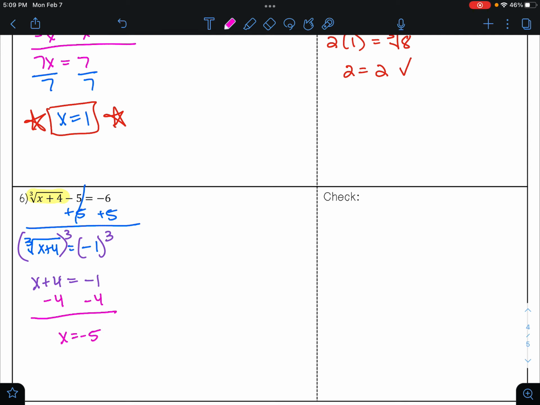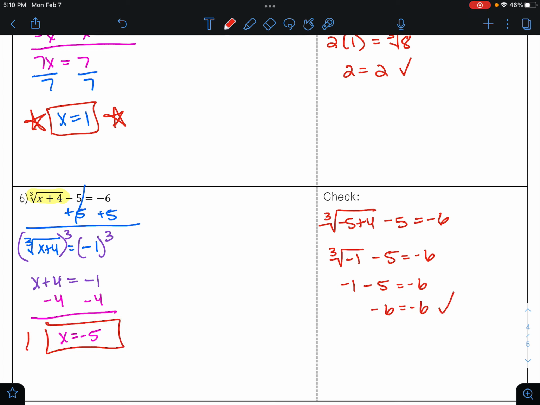So let's go ahead and plug this in and see if it works. So I'm going to have the cube root of negative 5 plus 4 minus 5 is equal to negative 6. Negative 5 plus 4 is negative 1. The cube root of negative 1 is negative 1. Negative 1 minus 5 is negative 6. Negative 6 equals negative 6, so negative 5 is a solution.